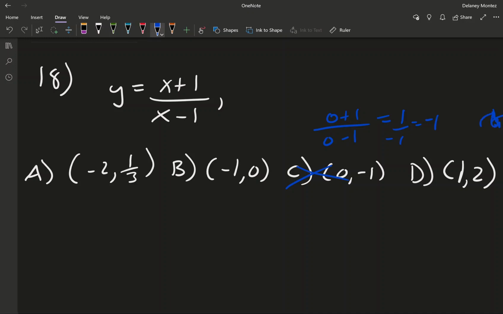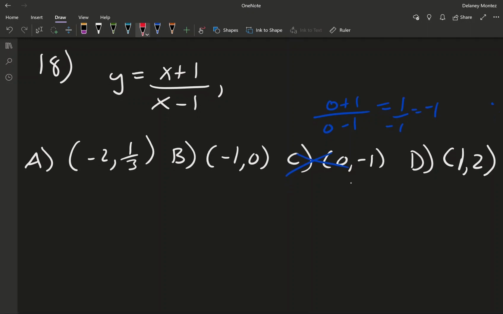Let's look at b, right? So we plug in -1. For x, we'll get (-1 plus 1) over (-1 minus 1). This is just 0 over -2, which is just 0 for our y value. So b is on the graph. And we can look at d. D looks simple to plug in, right? You have (1 plus 1) over (1 minus 1).